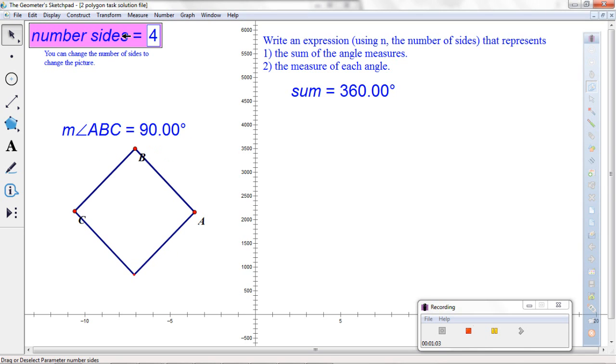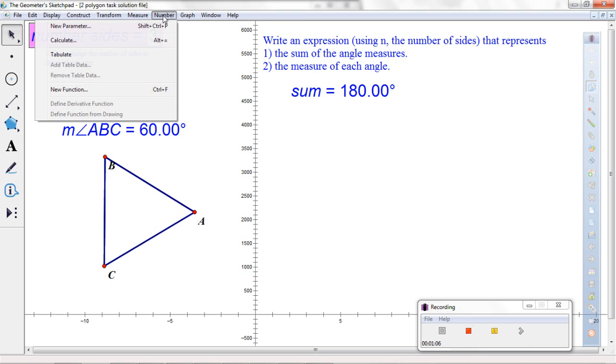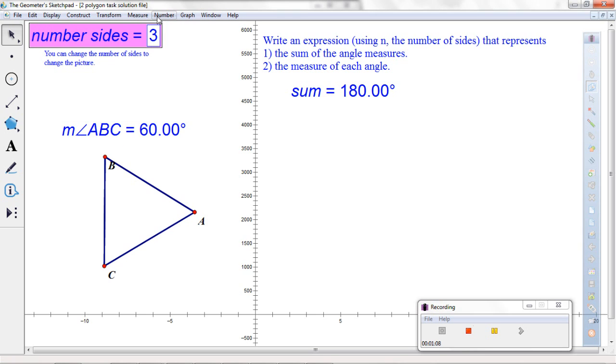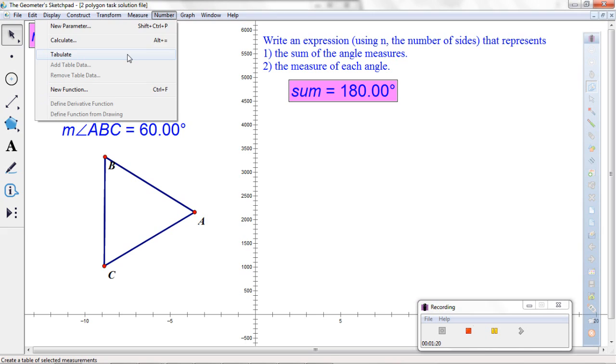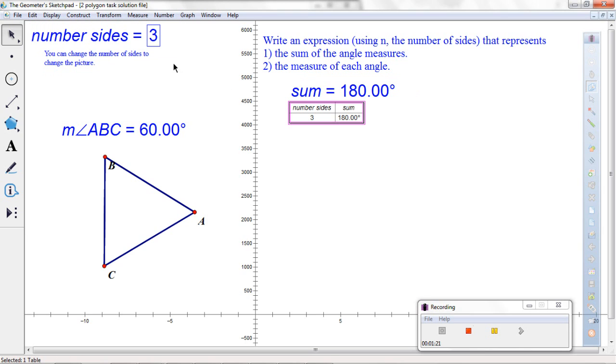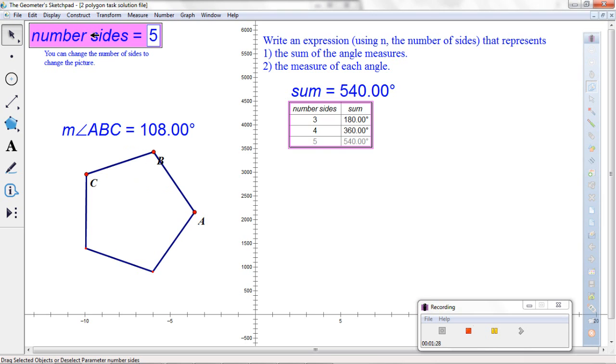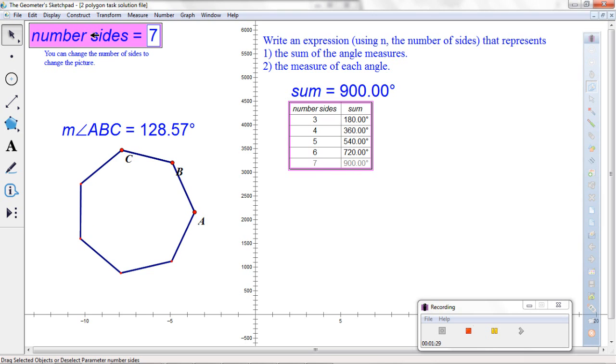And now as I change the number of sides, you can see that the sum changes. Okay, so the measurement and calculate buttons are really nice on here. Now I want to figure out how the sum changes based on the number of sides. One thing that I can do is tabulate. So I can go to tabulate, and I can click on number of sides. As I change the number of sides, it fills in the table for me.